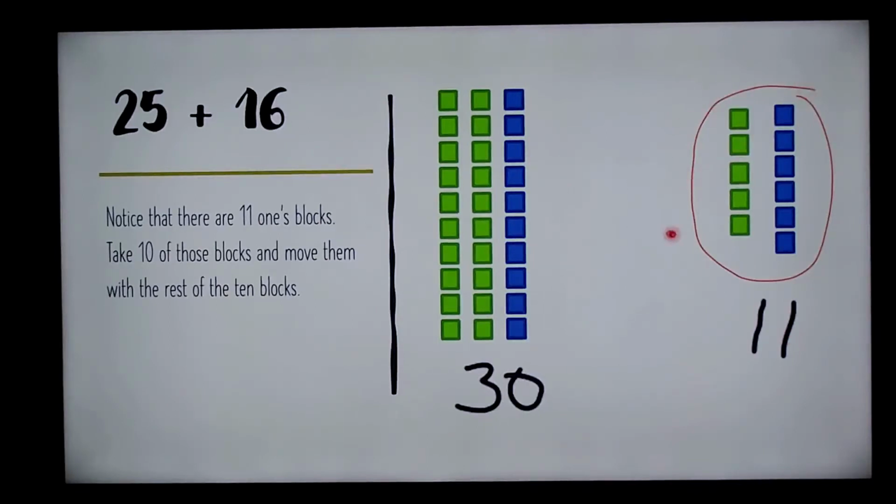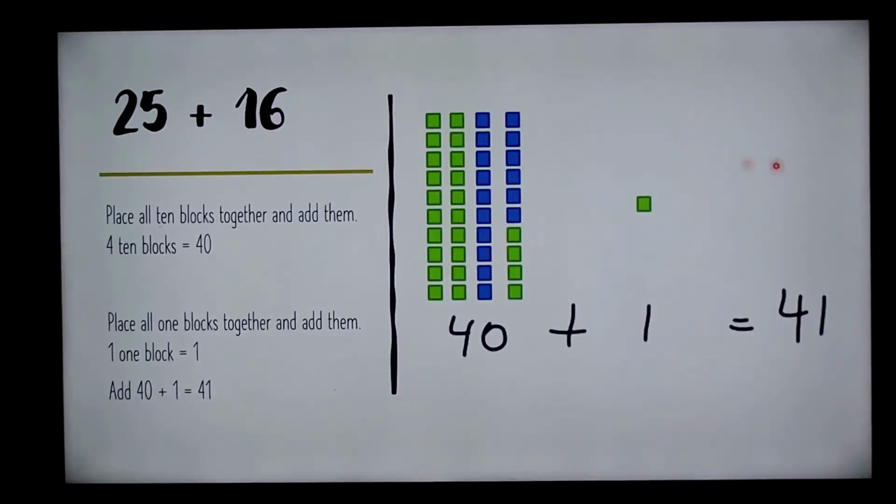So you can see here that there's 11 ones blocks. So we can take 10 of those from the 11 ones. We have 11 ones, and we take 10 of those, and we get a remainder. We have one remaining ones block.